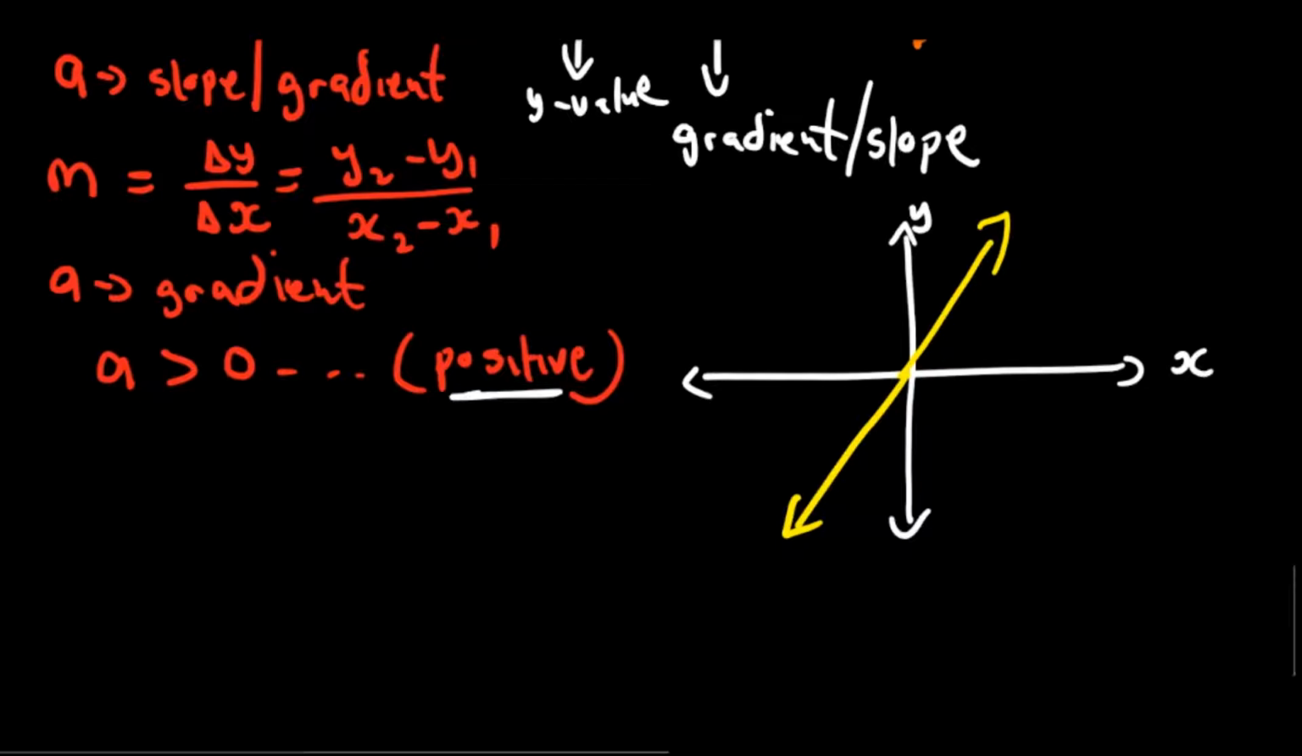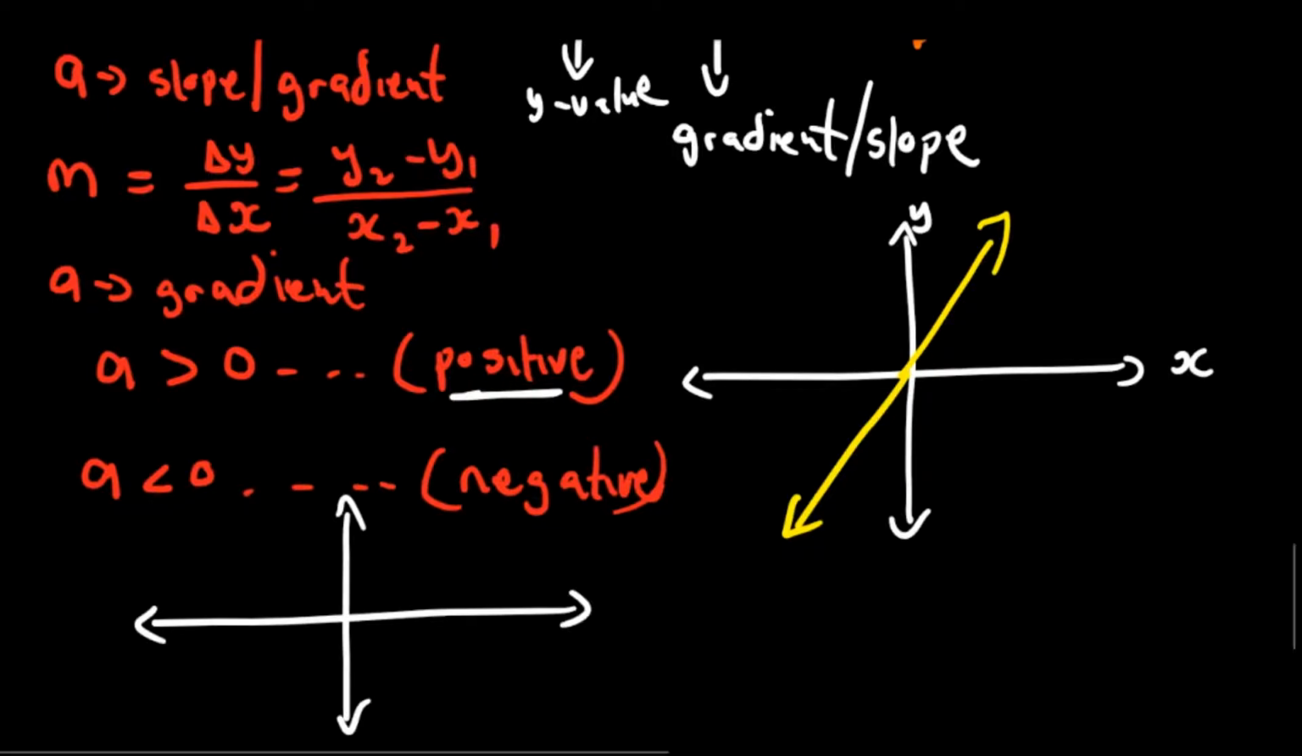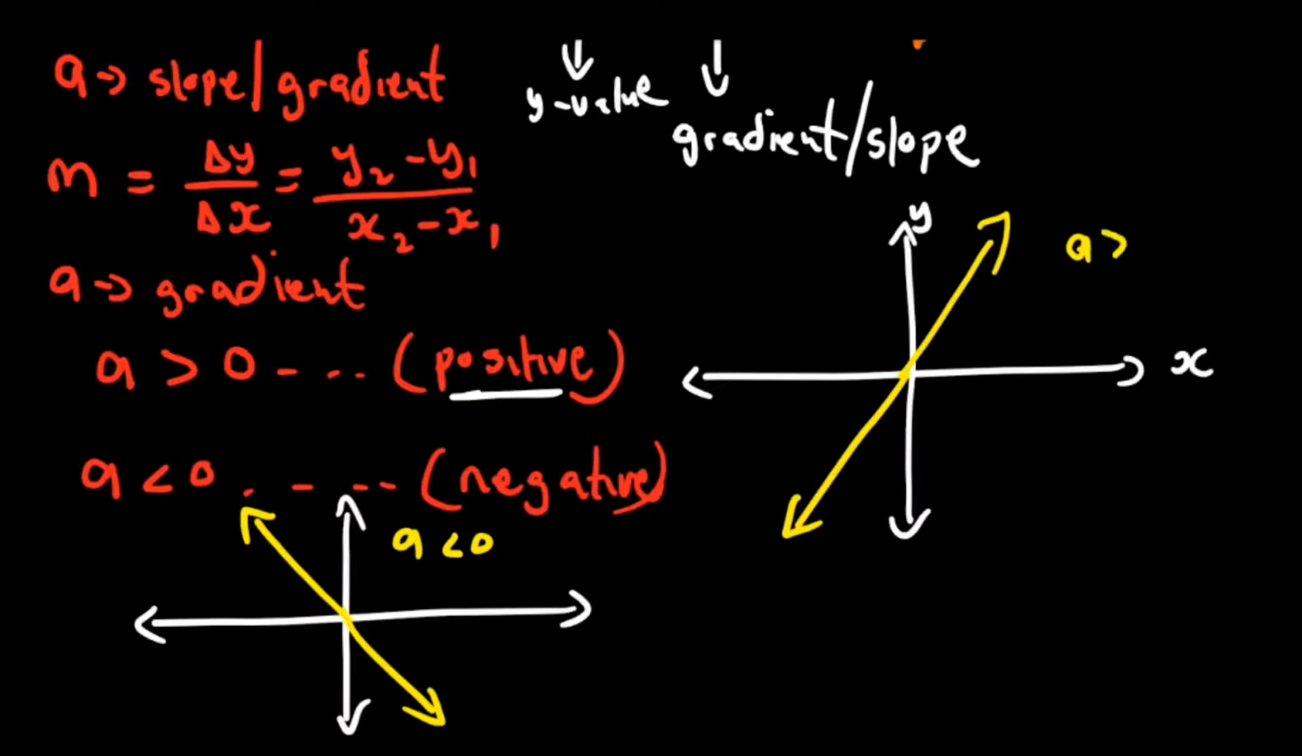And then if our a is less than 0, so it means that the gradient is negative. So how will our function look? So you're going to draw a function like that. So now this means that our function is decreasing. So when a is less than 0, and here when a is greater than 0.